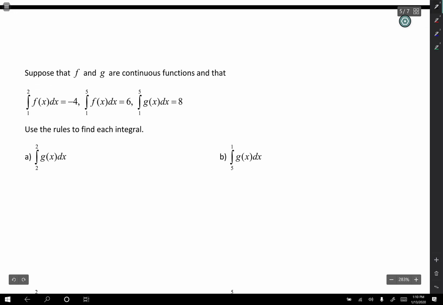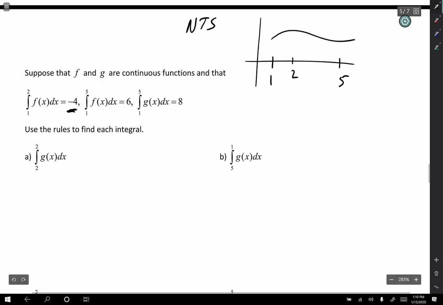I know you guys are visual, so I'm going to do not to scale because obviously there's something going on between 1 and 2 that is negative. I'm just doing this for the visual aspect, guys. 1, 2, 5. And I'm going to say f of x. Don't worry, we're almost done. Are we okay so far? All right.